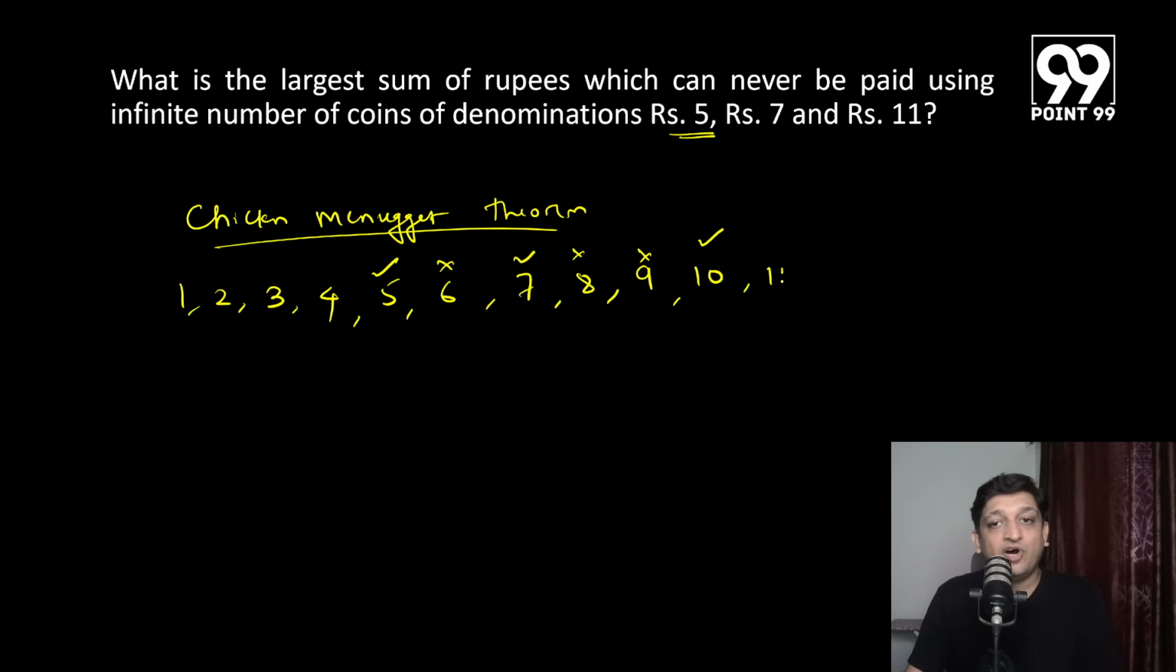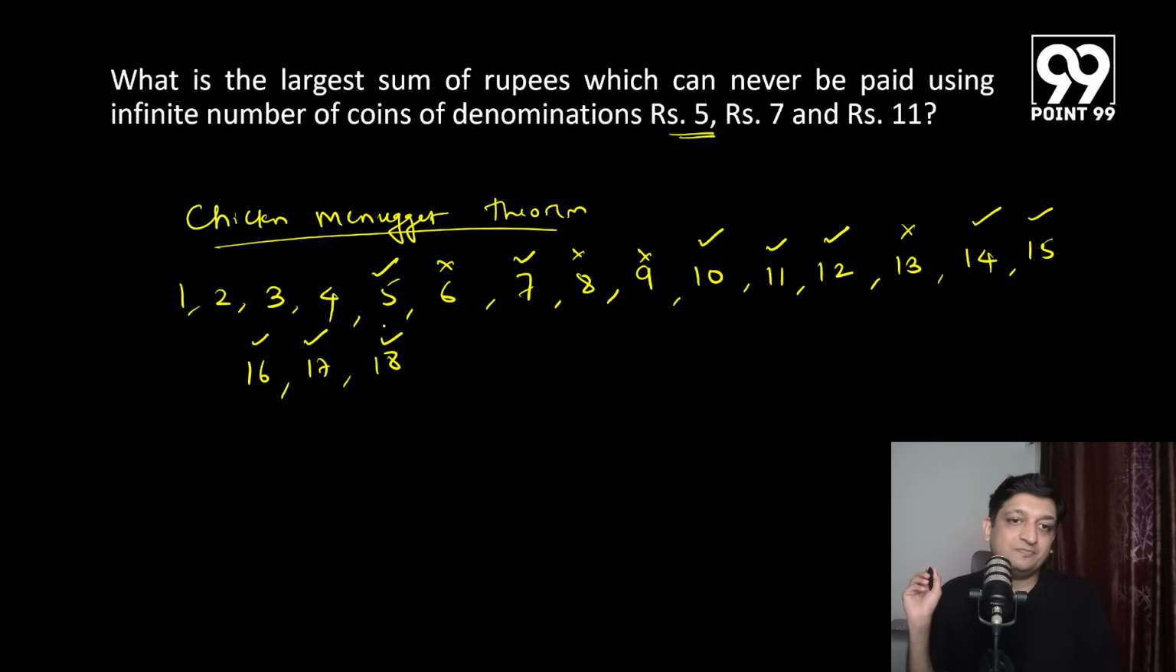Yes. Can you form an 11? Yes. Can you form a 12? Yes. Can you form a 13? There is no way you will be able to create a 13. So our streak has been broken. What next? Can you form a 14? 7 plus 7, 14. Can you form a 15? Yes, 5, 5, 5. Can you form a 16? 11 plus 5. Can you form a 17? 5 plus 5 plus 7. Can you form an 18? 11 plus 7. And now we are getting everything clear, right?